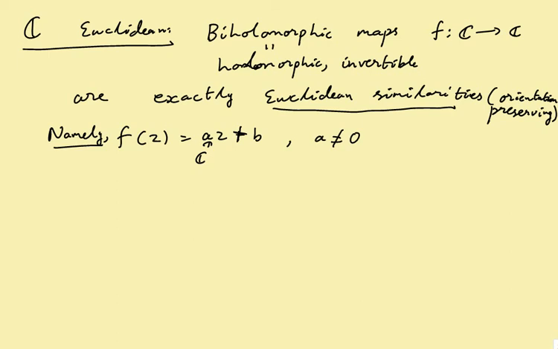So C is Euclidean in this sense, that is, the natural geometry of C as a complex analytic domain is the Euclidean geometry, but with similarities rather than congruences.